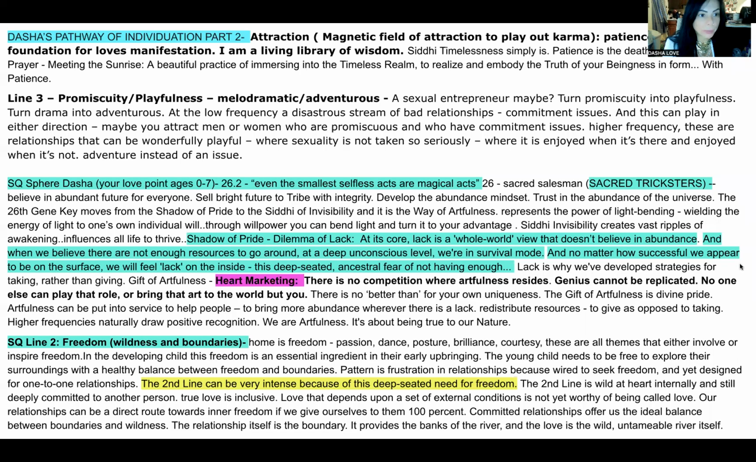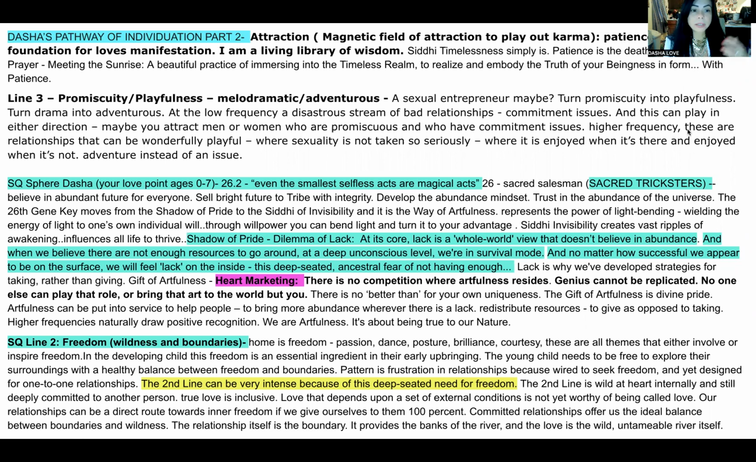So you've got this purpose, and then you're going up from purpose into attraction, right? This attraction is that magnetic field that attracts the people and places and events that you need to play out your karma, right? So for me, it's patience creates the foundation for love manifestation. I am the living library of wisdom. So my siddhi is timelessness, and it is to simply be. So patience is a death of all fighting.